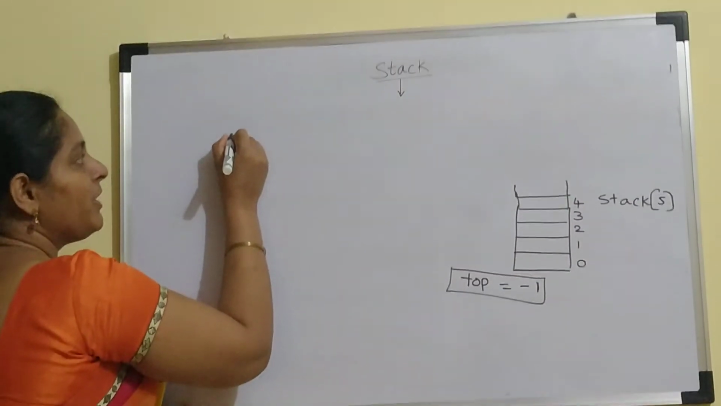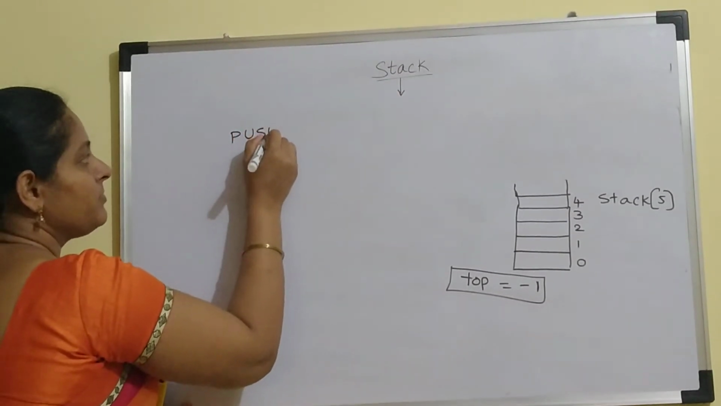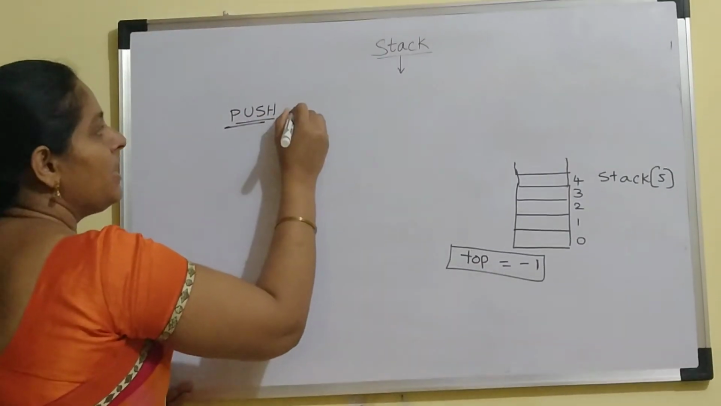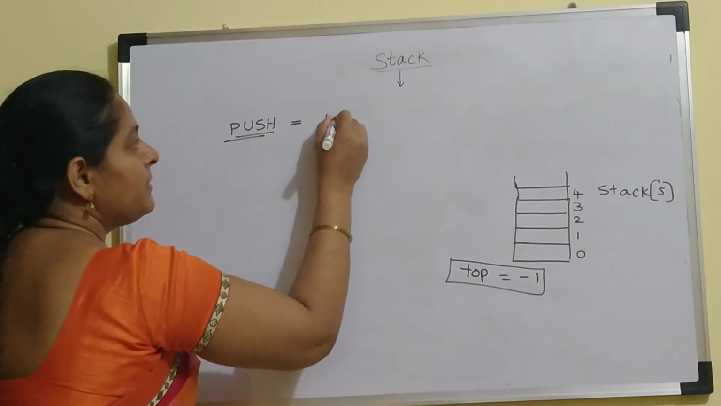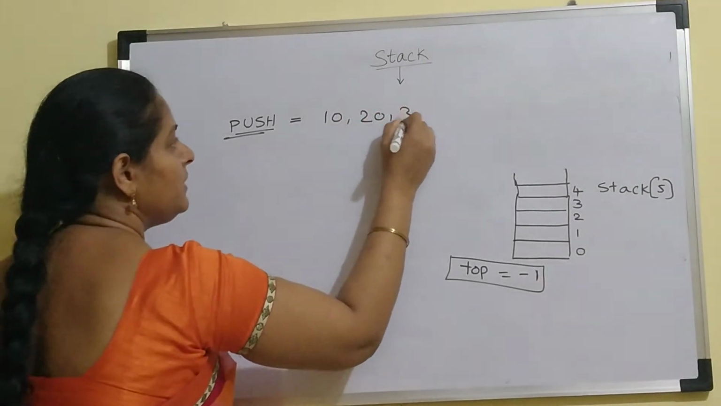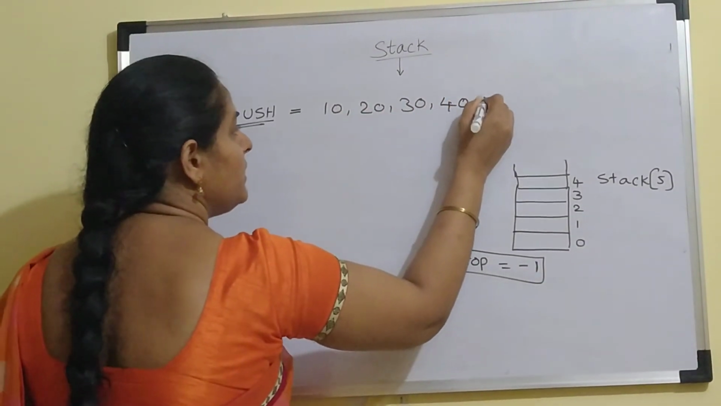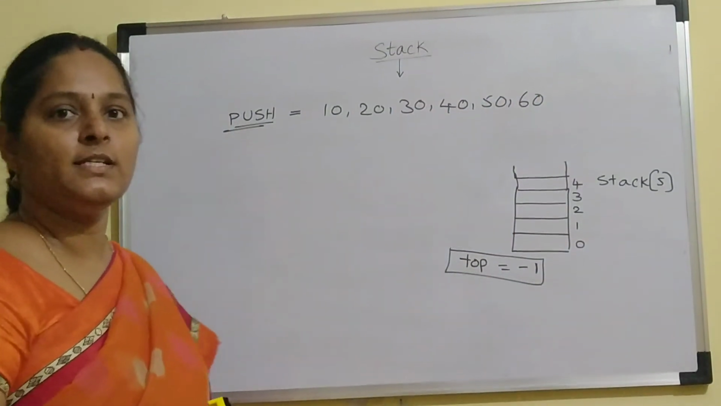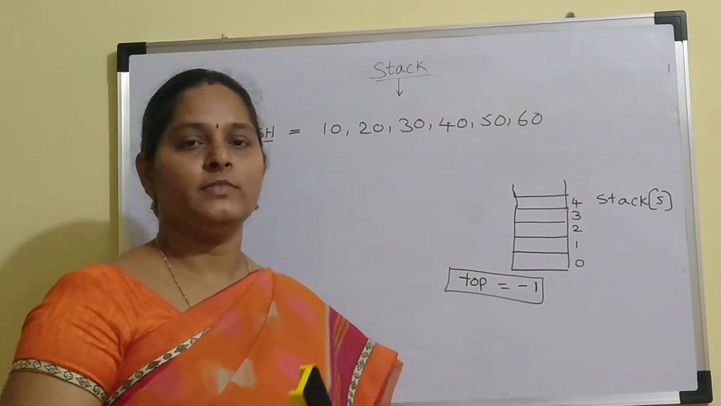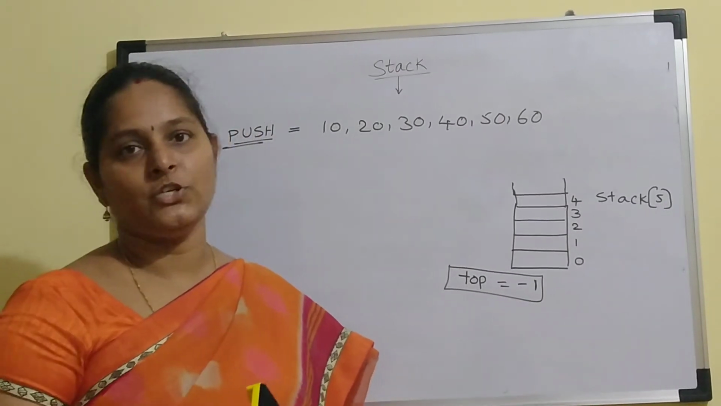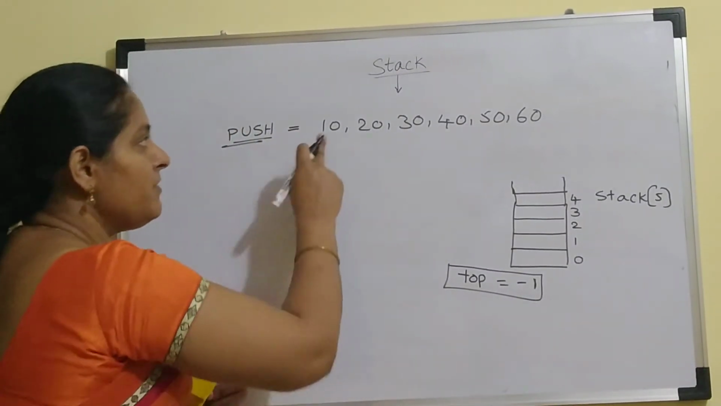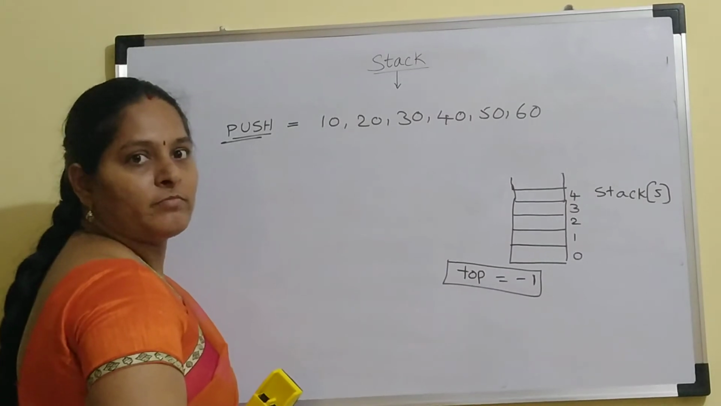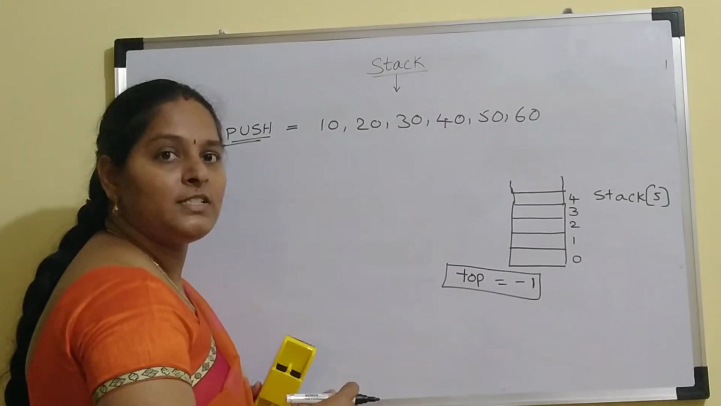Okay, now see one example. Now I want to perform the push operation. I want to insert some elements like this: 10, 20, 30, 40, 50, 60. I want to insert these elements into the stack. My stack size is 5. That means I can insert only 5 elements into the stack. See, first one is 10.